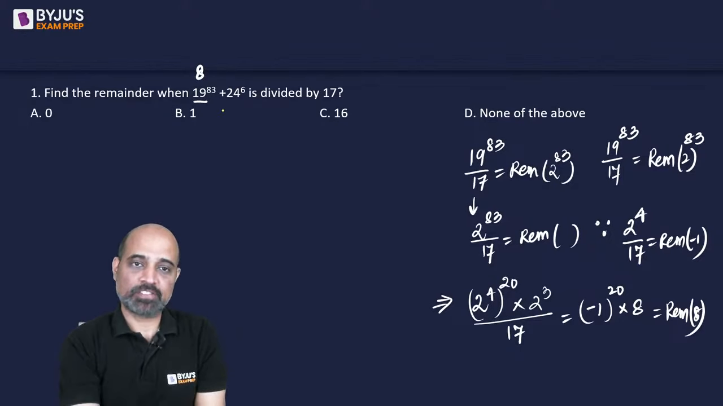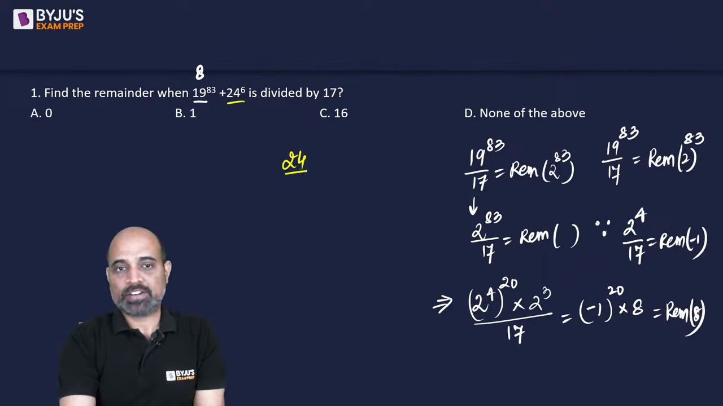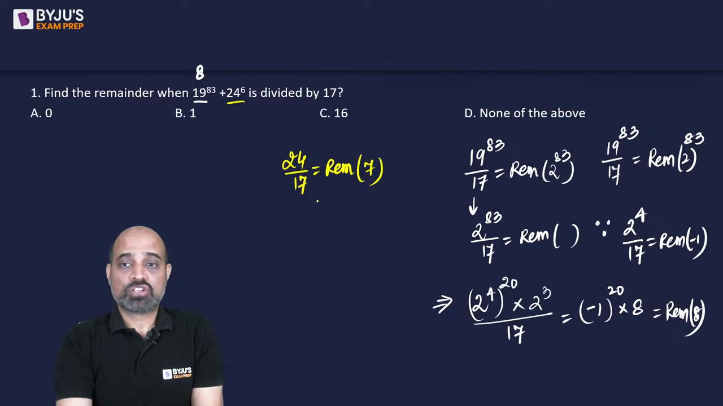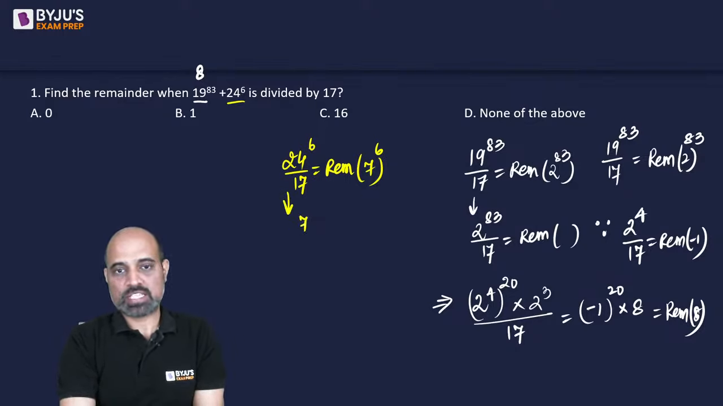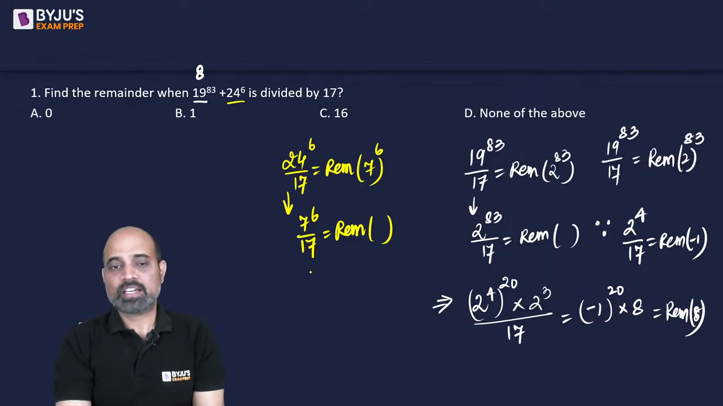Let's look at the second term now, 24 raised to 6. Now 24 when divided by 17, we get the remainder as 7, or we can say -10. I hope you know that when we give a power to the dividend, the same power is supposed to be given on the remainder. So this now changes to 7 to the power 6 when divided by 17. What is the remainder?